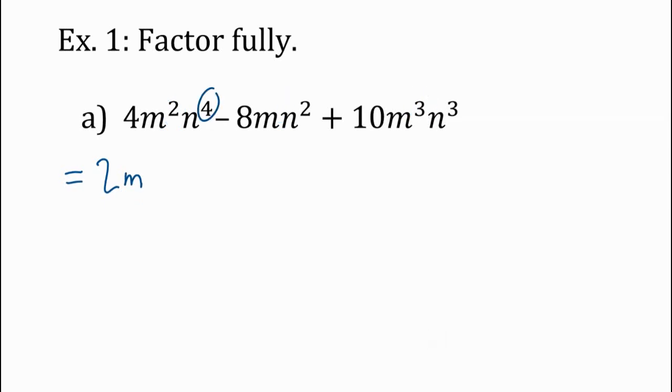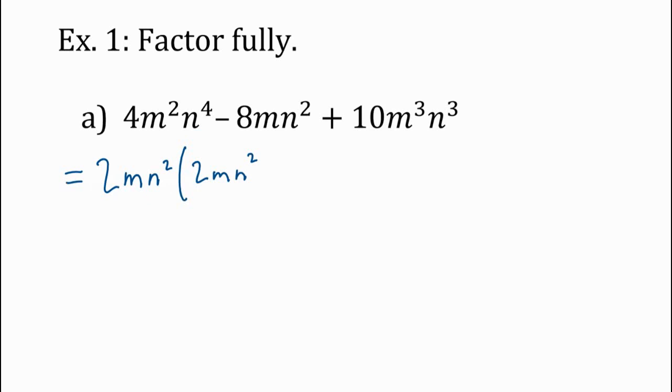I've got a 4, a 2, and a 3. So I'm going to pull out the smallest. And that turns out again to be in the middle term there, which is n squared. So I'm going to pull that out. Okay. Now I divide. 4 divided by 2 is 2. M squared divided by m to the 1. Remember, you're subtracting exponents when you're dividing powers of the same base. So 2 minus 1 is 1, so it's m to the 1. N to the 4 divided by n squared is 4 minus 2, which is 2, so n squared.